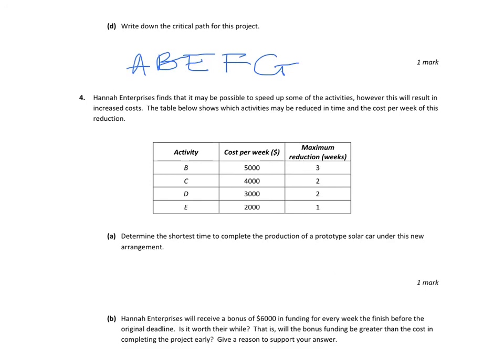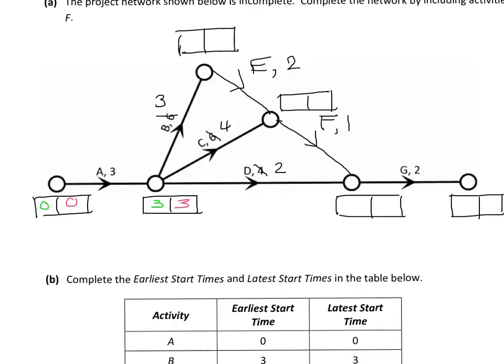Okay, so part A, determine the shortest time to complete production of the prototype solo car under the new arrangement. In order to work that out, we want to do all reductions and then find out what the new minimum completion time is. So let's flick forward to the graph, and here we need to redo our forward and backward scan with our new values in there. I've altered those values to reflect the full possible reduction.